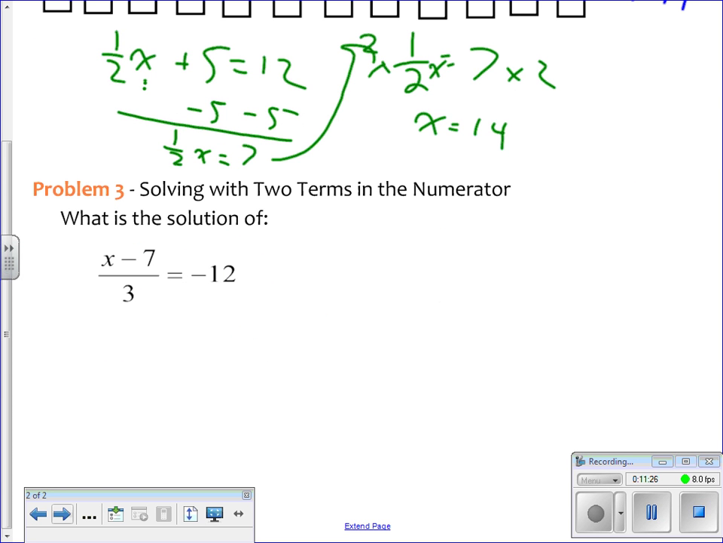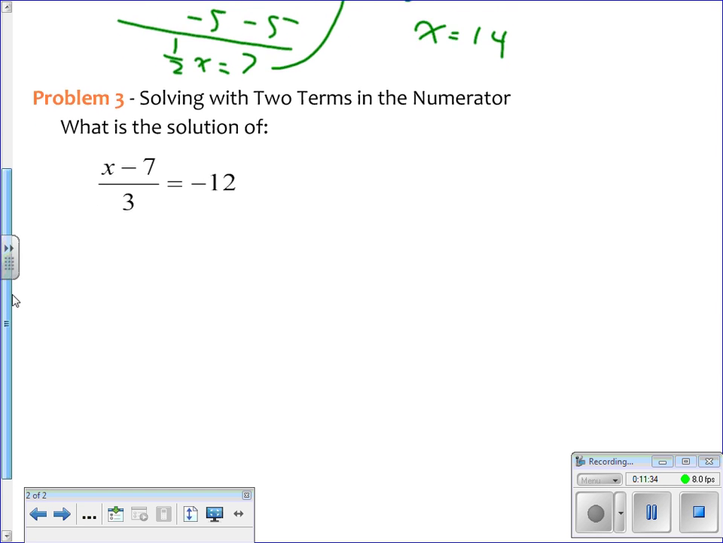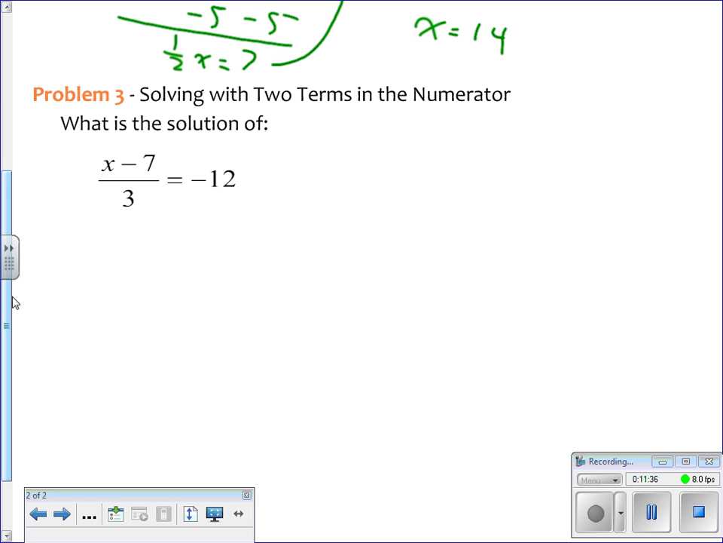Now, there is one more example problem, and this is an important one because this one's slightly different than the problems on the previous page. On the previous page, I had 2x plus or minus something. I don't remember exactly what it was. And I had z divided by 2 plus or minus something. And what did I do first? I got rid of the addition or subtraction.